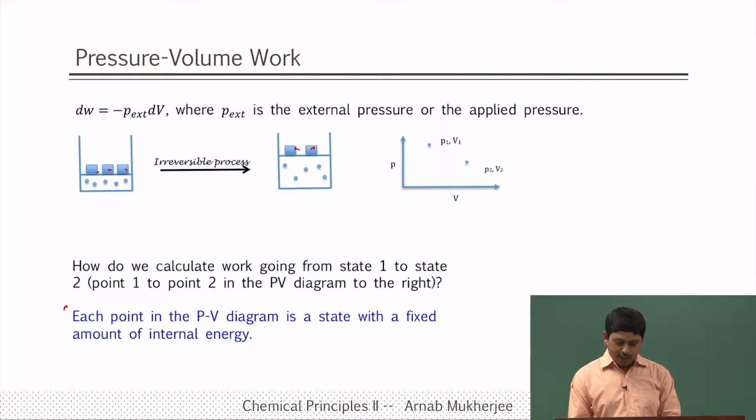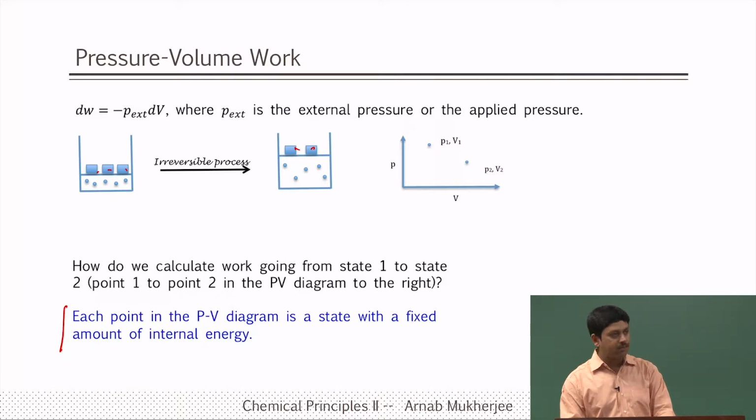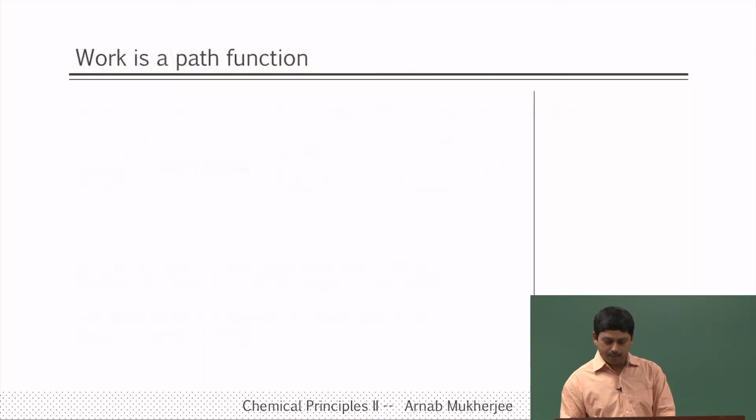Each point in the PV diagram is a state, right. The state is defined by these 2 points. For a 1 molar one component system, if we specify 2 variables, that is enough to specify the system, because if we know P and V, we know T automatically for n equal to 1 molar. So, we will specify the system with P and V, and we will get the internal energy for that. However, work done will strictly depend on how we do that.